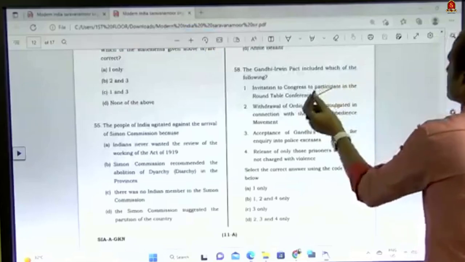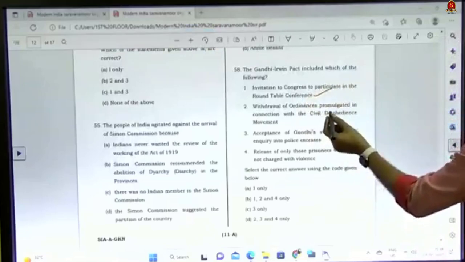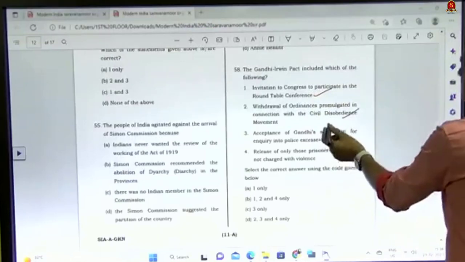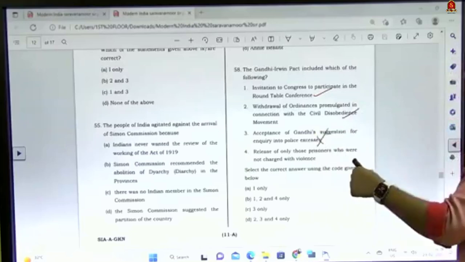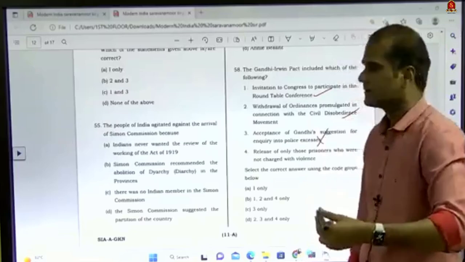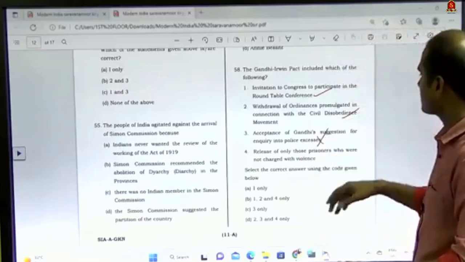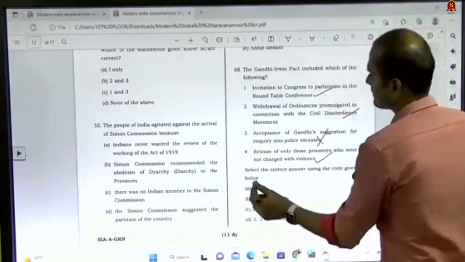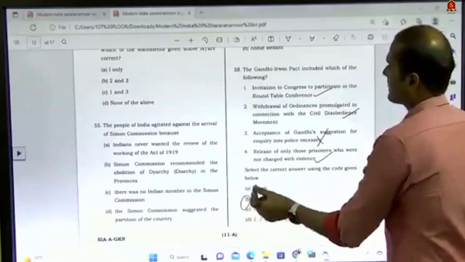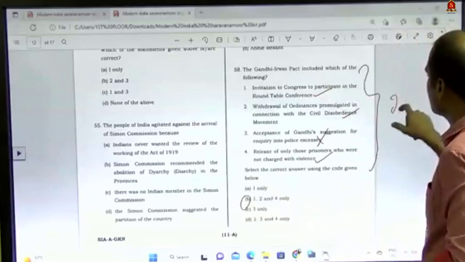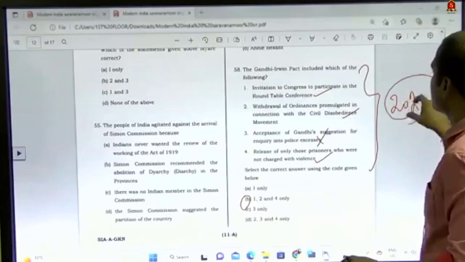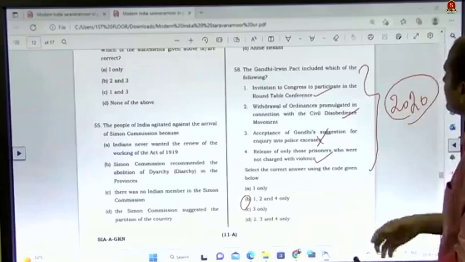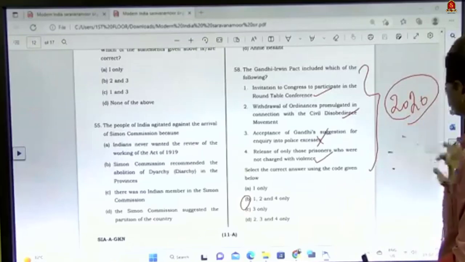Next, the Gandhi-Irwin Pact. Invitation of Congress to participate in the roundtable conference, second roundtable conference, yes. Withdrawal of ordinances promulgated in connection with that, yes. Acceptance of Gandhiji's suggestion for police inquiry. Actually, Gandhiji requested, but the British refused. Release of only those prisoners who are not charged with violence, correct. Thus, answer is 1, 2 and 4. Answer is B. But in 2020 also, this was the question. But this was highly criticized. UPSC actually didn't give an answer about this in 2020 or 21.